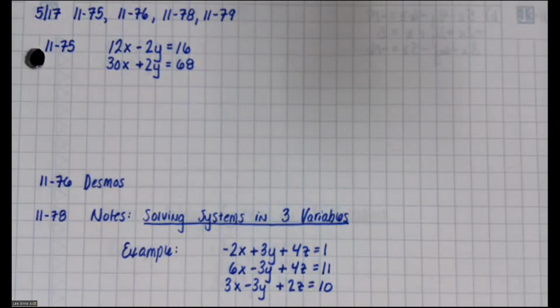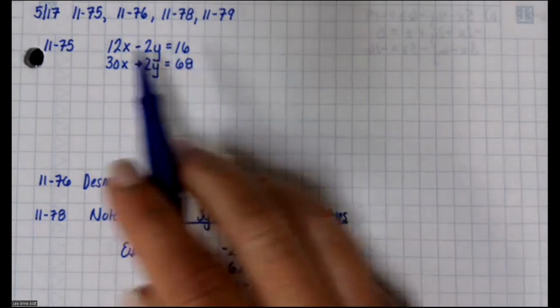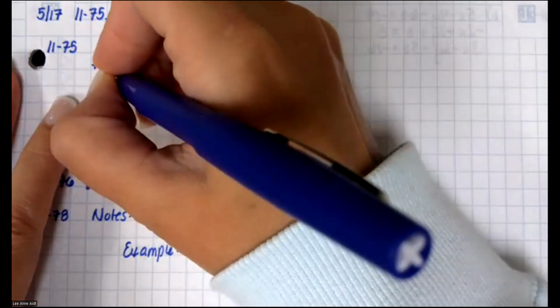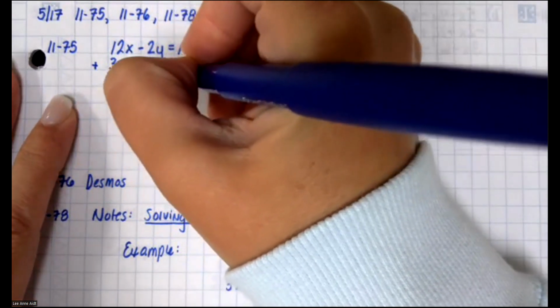This particular problem is kind of dumb because it's the easiest type possible. Do you guys see that the y's cancel? You have a negative 2y and a positive 2y. So all you have to do is add the 2 equations together to eliminate the y's. This is almost too easy of a problem for a review problem, but that's okay. It's what the book offered us. So we're going to add these two together.